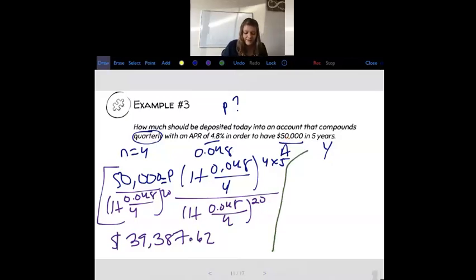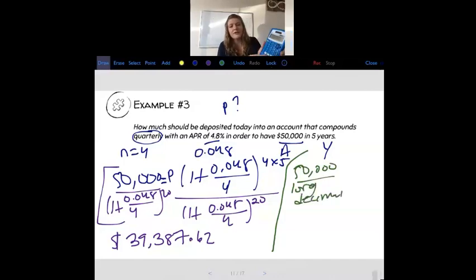we still need to take 50,000 divided by that long decimal that I showed you. But what I would do first is I would put in the 1 plus 0.048 divided by 4 raised to the 20th. So get this in your calculator. And this is what the calculator is going to remember as answer. Okay, so we need to divide 50,000 by that long decimal without rounding it first. So what you would then do is type 50,000 in your calculator.